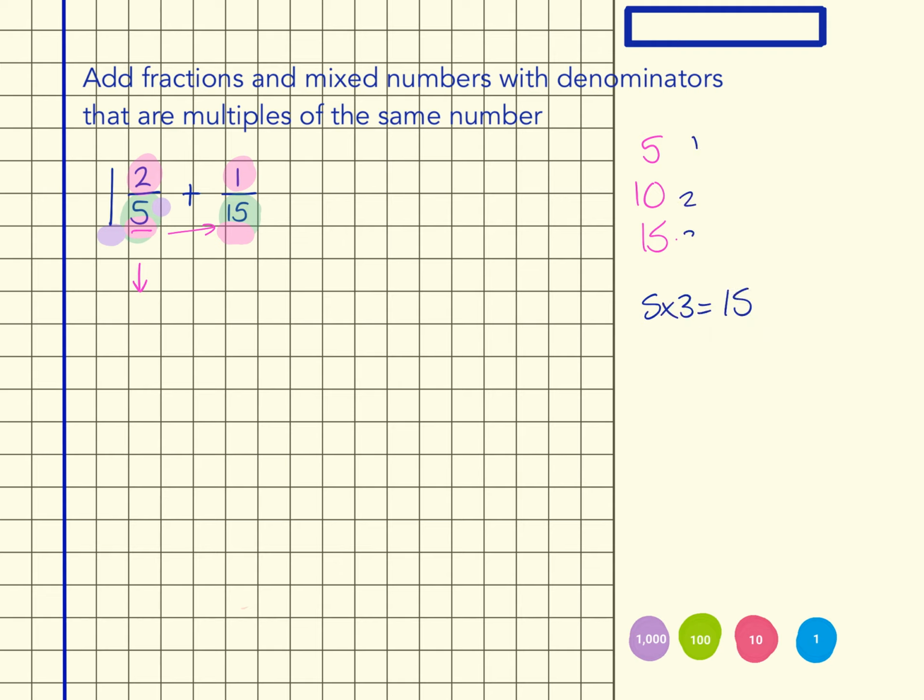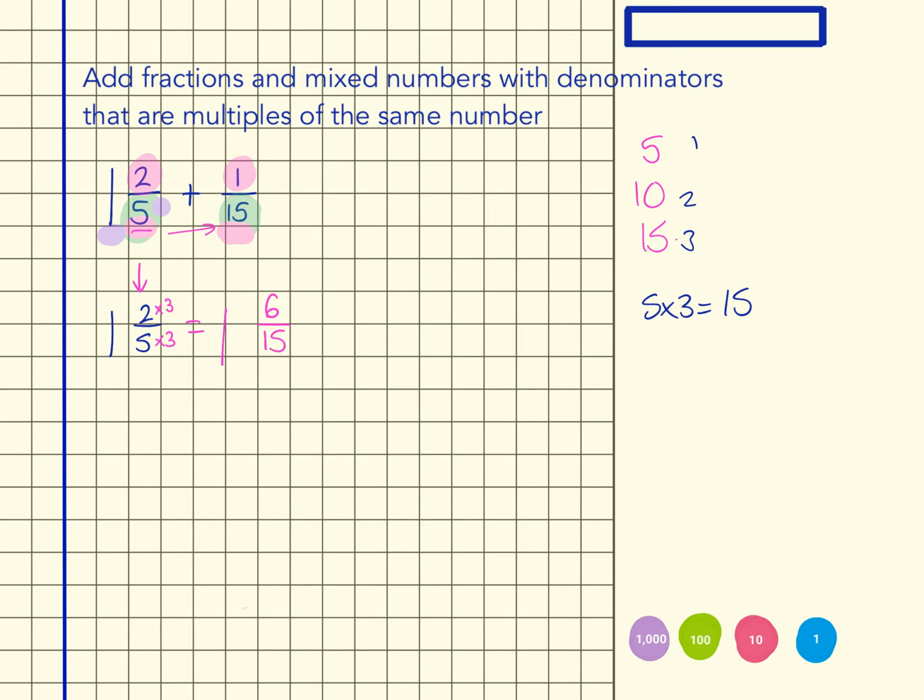So I'm going to take my 1 and 2 fifths, and I am going to multiply the numerator and the denominator by 3, and that will give me my new fraction. So I now have 1 whole still, that hasn't changed, and then I have 6 over 15.